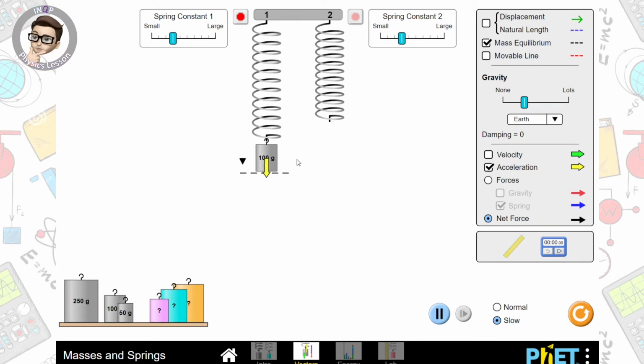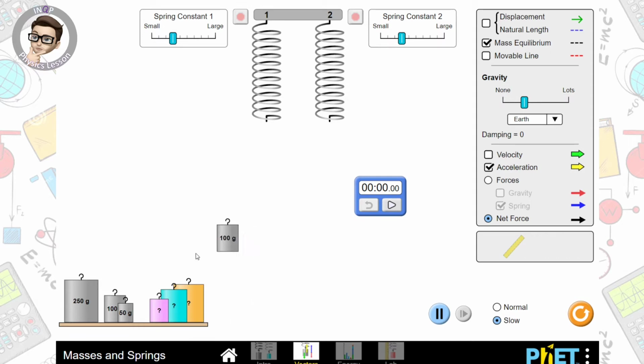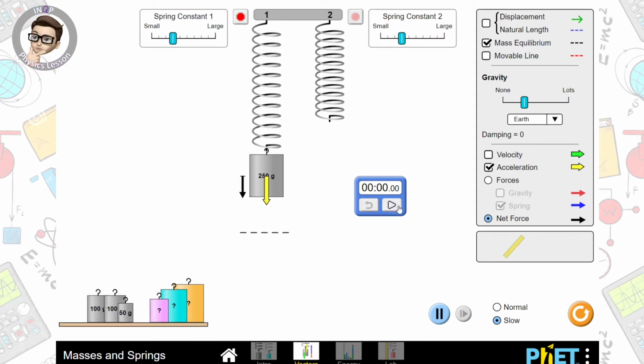So our simulator was still swinging with our 100 grams, and in fact, let's time it. So we'll go from peak amplitude through the equilibrium point to lowest amplitude back to peak amplitude. So 0.084 seconds. Remember, we're on slow here. So now let's swap that one off and let's put a 250 gram mass on.